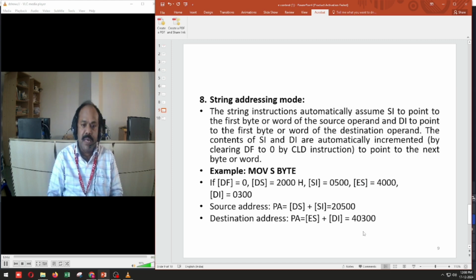to a lower address. After every transfer of a string byte, the system will be incrementing the content of SI and DI by 1 if it is a string byte transfer, or by 2 if it is a string word transfer. If you are transferring string bytes or words from upper to lower, then you need to set this DF. In that case, SI and DI will be decremented by 1 or 2, depending on whether you transfer a byte or a word.